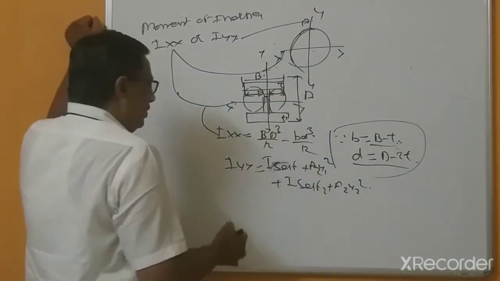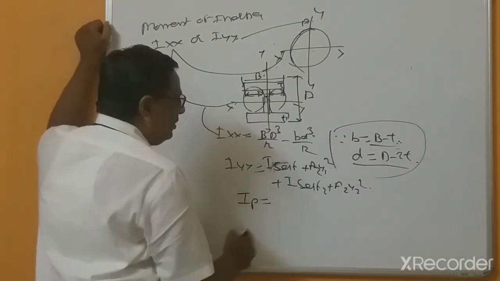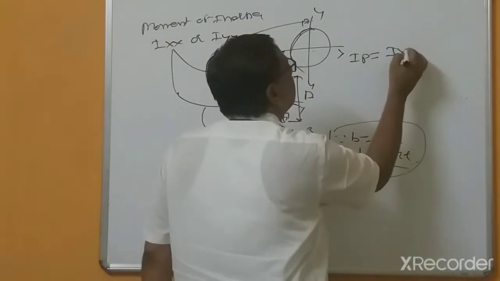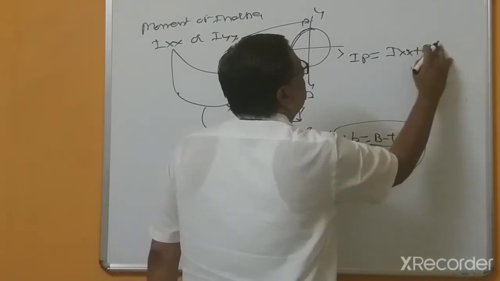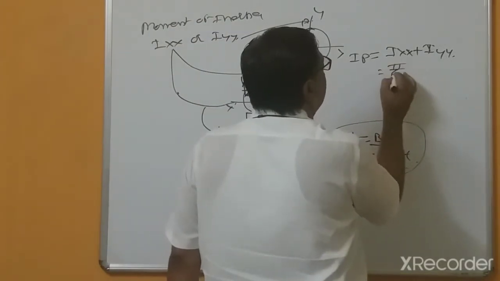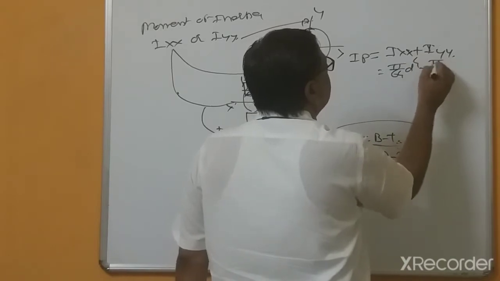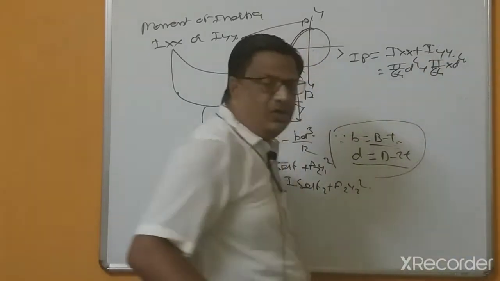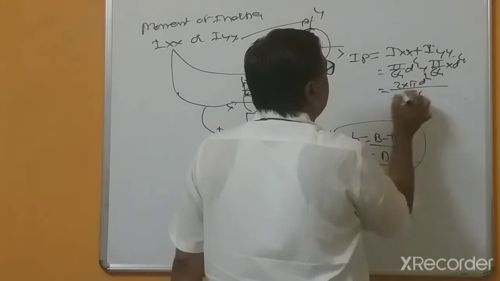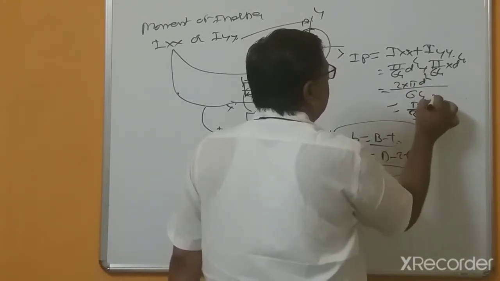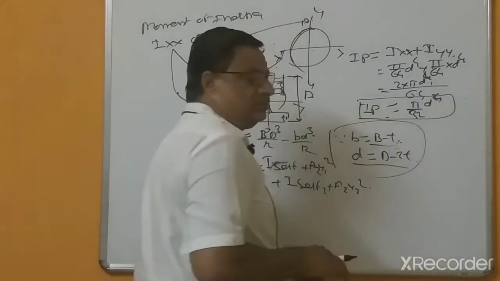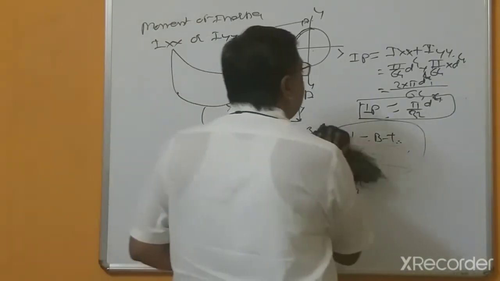Now polar moment of inertia is nothing but Ixx plus Iyy. In this case Ixx equals pi by 64 d raised to 4, and Iyy is also pi by 64 d raised to 4. This is for a solid shaft, so 2 into pi d to the 4 by 64, or pi by 32 d raised to 4. This is called the polar moment of inertia.